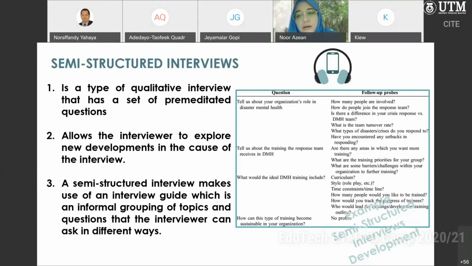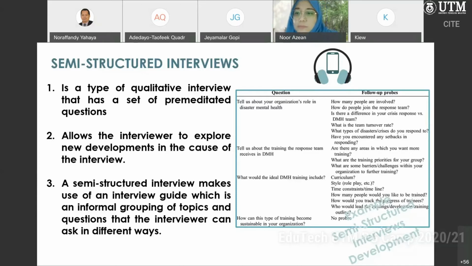If you look at the example here, we have the question. If you're using the structured format, we have A, B, C, D. Tell us about your organization's role in disaster mental health, for example. Tell us about the training, the response team, and DMH. But if you have the probes, follow up with the probes. So with the semi-structured interview, we have probes, and we can go into more detail. How many people are involved? So we know if your organization is big, based on the people as staff, and we can go into more details. Therefore, we need the semi-structured interview.